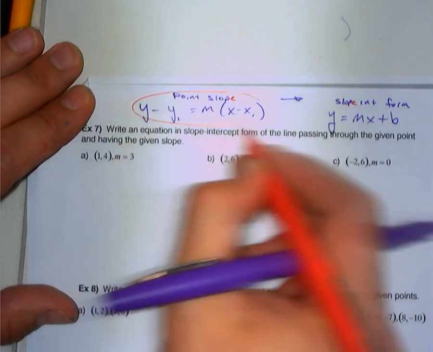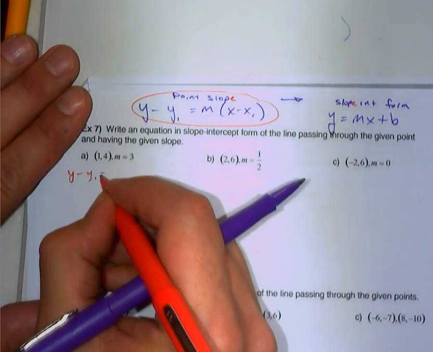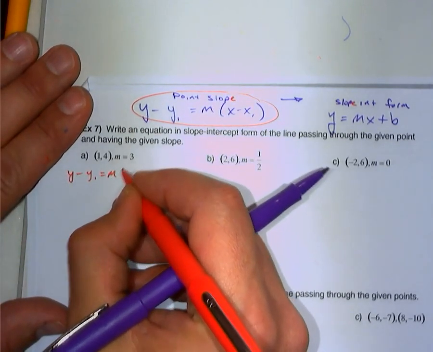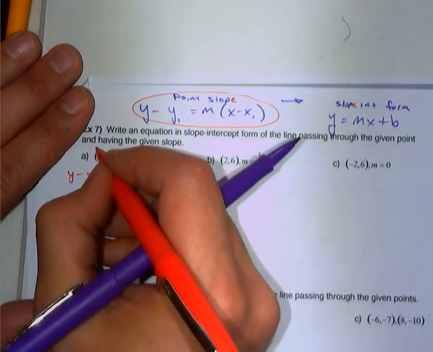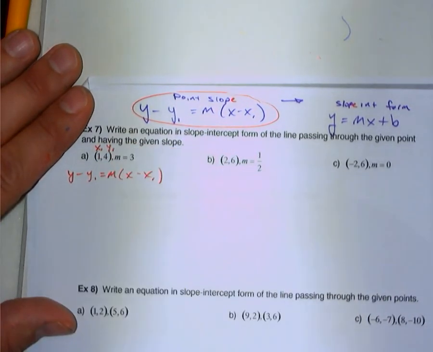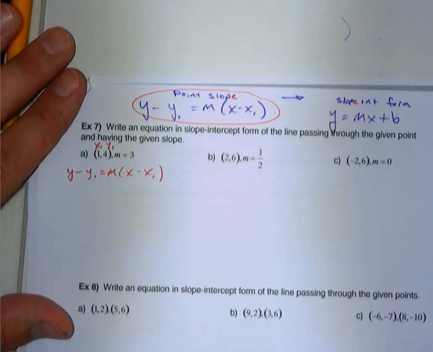All right, so let's put it in point slope form. I'm going to do that in red. So I've got y minus y1 equals m times the point x minus x1. That was part of your quiz yesterday. This represents x1. This is y1. That's your m.